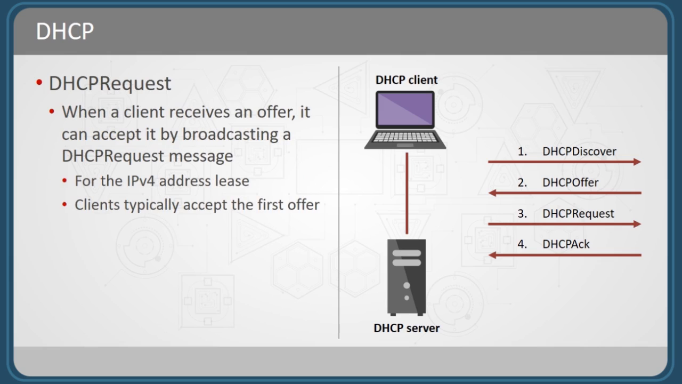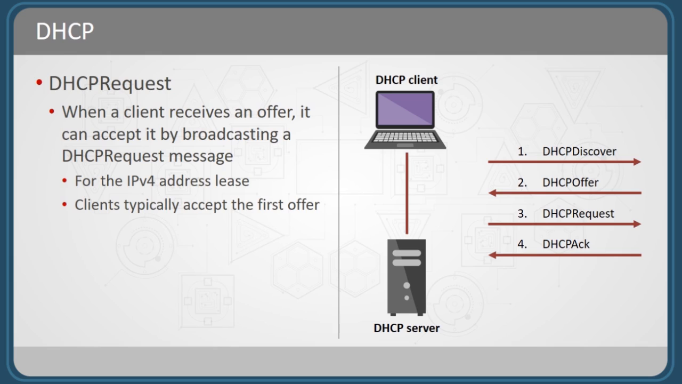Since the original message was a broadcast, not only will this particular DHCP server send out an offer, but all DHCP servers will send out offers. You may have more than one. So when a client receives an offer, it can accept it by again broadcasting the DHCP request. So it says, I like this one. I like that lease. That's the one I want to use.